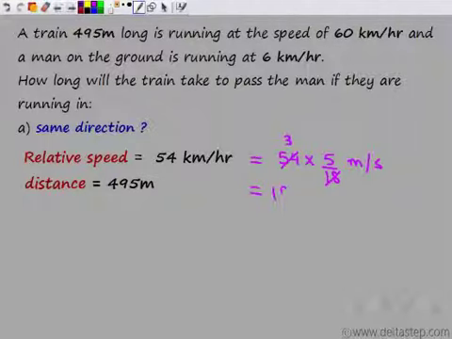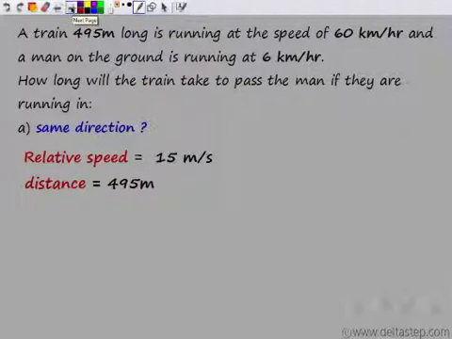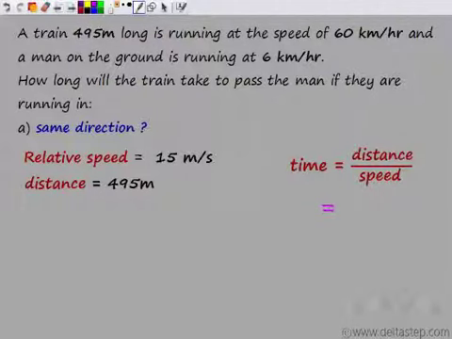This gives me 15 meters per second. So I get relative speed as 15 meters per second and distance is 495 meters. Now I can easily apply the formula, which is time is distance by speed. So time would be distance, which is 495 meters, divided by speed, which is 15.